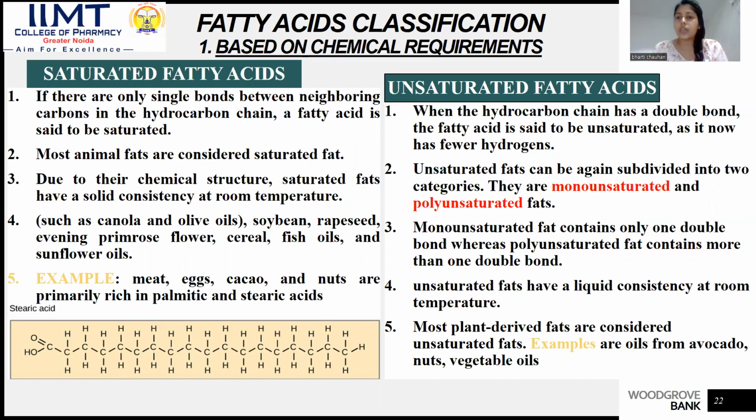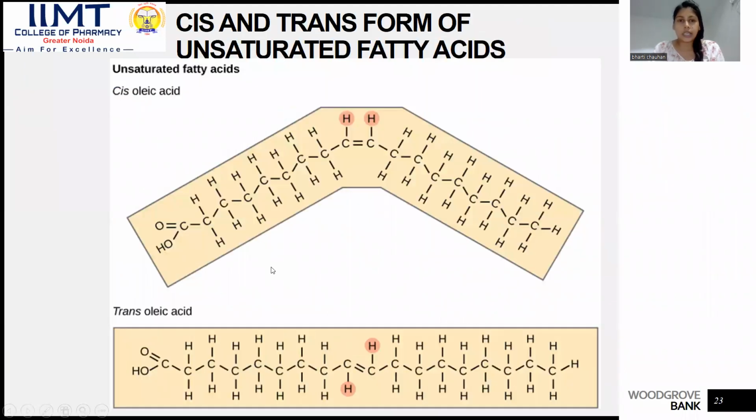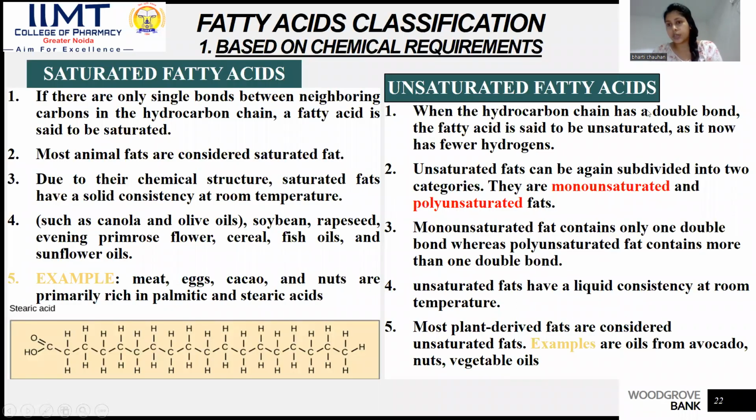So next is unsaturated fatty acid. When the hydrocarbon chain has a double bond, look at the structure. When it has a double bond in its structure, it is called an unsaturated fatty acid, as it has fewer hydrogens in comparison with saturated fatty acids. So unsaturated fat can again be subdivided into two categories, monounsaturated and polyunsaturated. Monounsaturated fat contains only one double bond in its structure. Please keep that in mind. Whereas polyunsaturated fat contains more than one double bond in its structure.